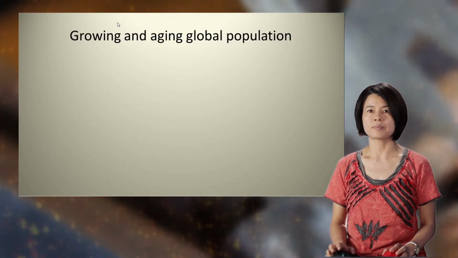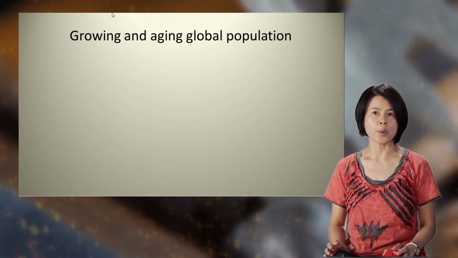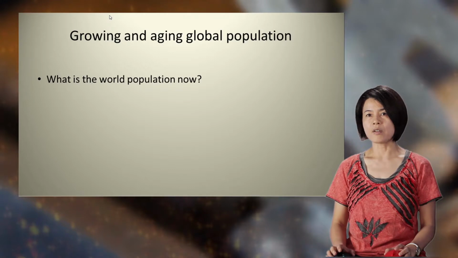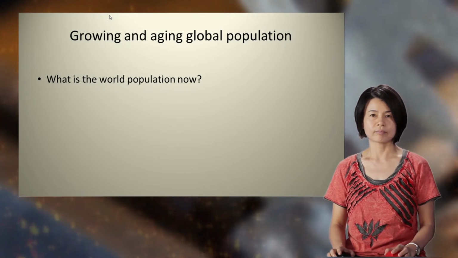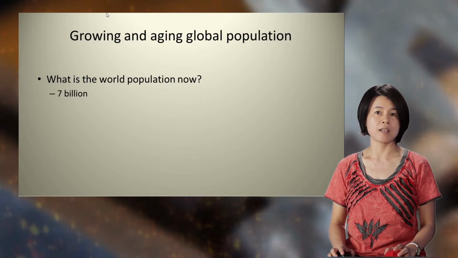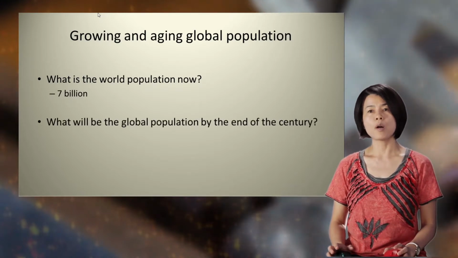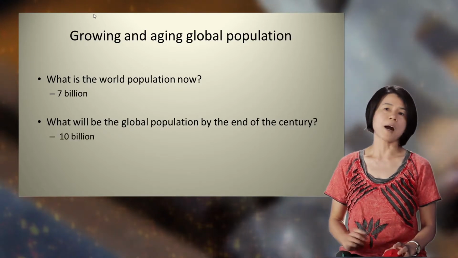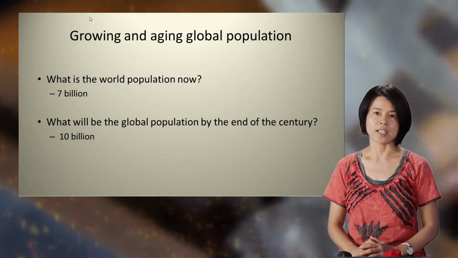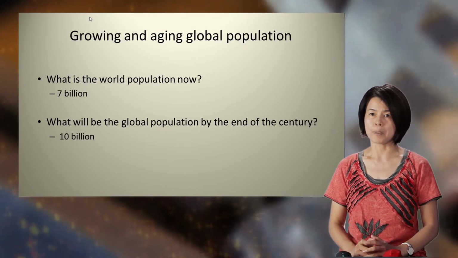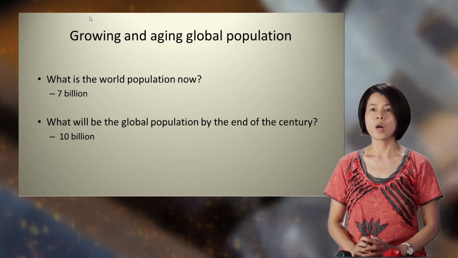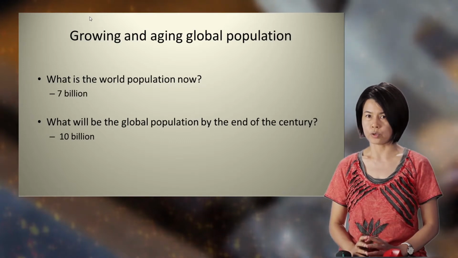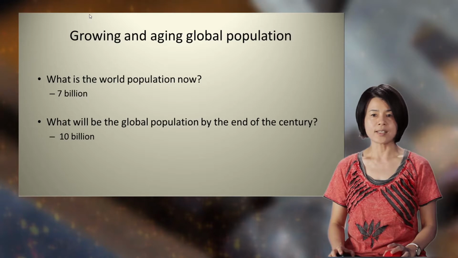So, let's recap. This graph shows a growing and aging global population. Again, how many people are there right now in the world? About 7 billion people. How many people will there be by the end of the century? About 10 billion people. Actually, our population is not just growing, but also aging. It means we will have more and more people, and the people are getting older and older. So what's next?